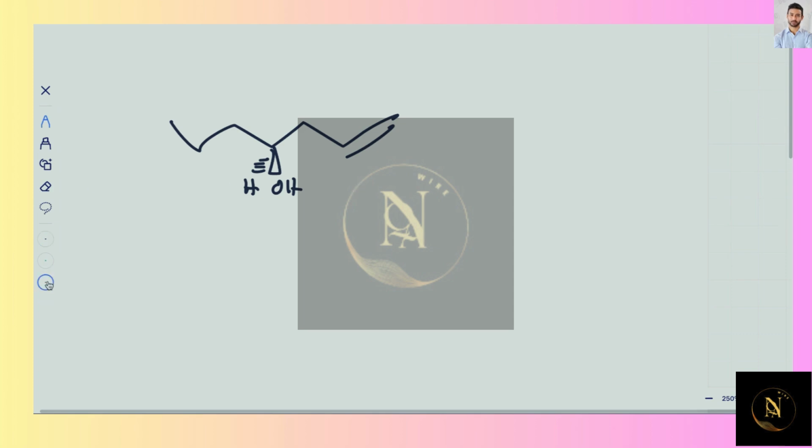So first things first is assigning priority to all the functional groups on the chiral carbon. Alcohol is going to be the highest. It's the highest atomic number. Then we're comparing carbon to carbon. These are both CH2, so they're the same.